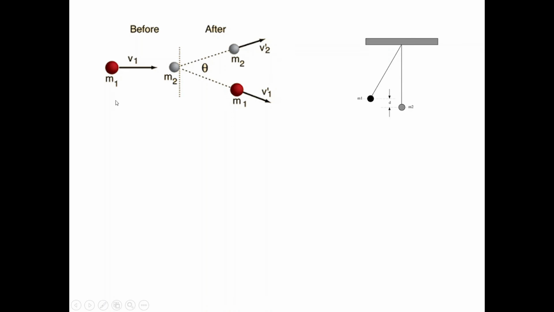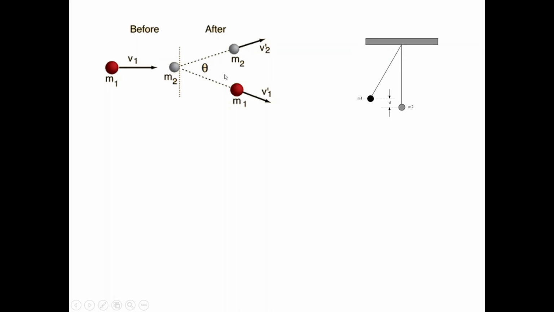Before the collision, we have m1 and m2. Mass 1 is moving towards mass 2 with velocity v1. After the collision, mass 2 moves in this direction and mass 1 in this one, with an angle theta between them. In such cases, you have to draw a horizontal line, start from here, and measure the angle between the horizontal line and each of these directions.